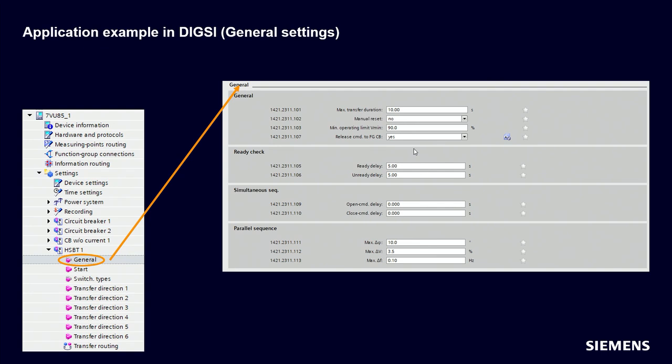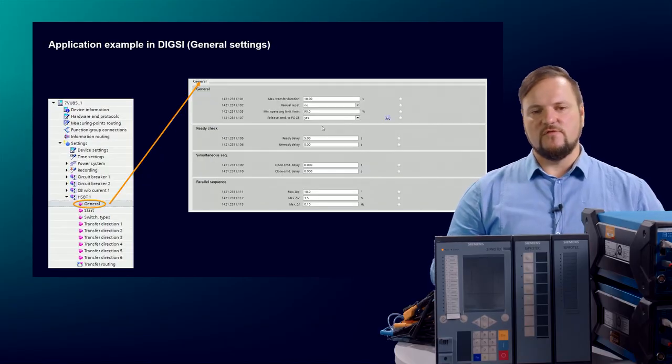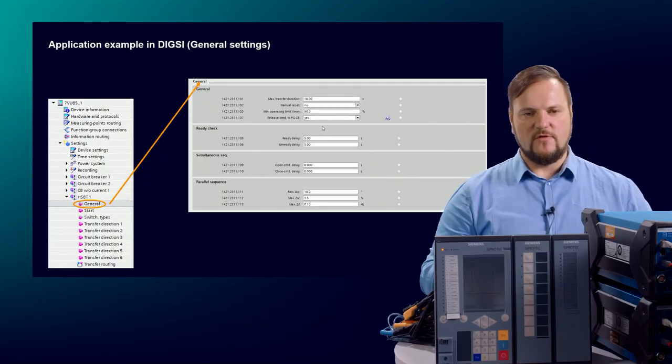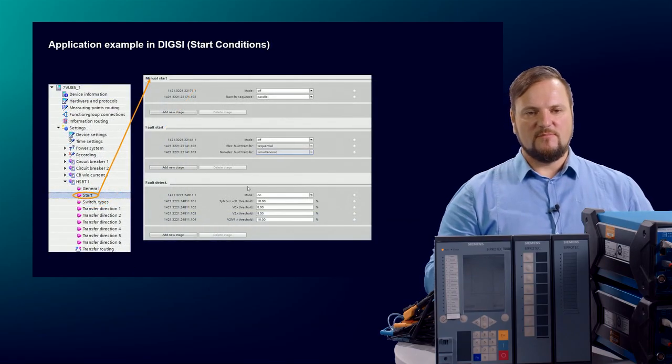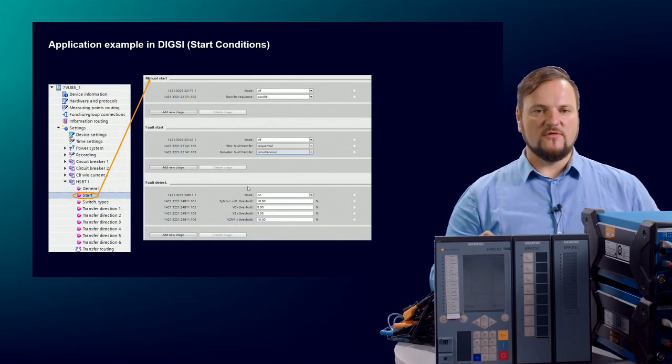We see the simultaneous sequence functionality, open command, delay command, which needs to be set during the commissioning, and the paralleling sequence. These are the same parameters as we have normally in a synchronous check function. This is the first part of the functionality. The second part is according to the start conditions.